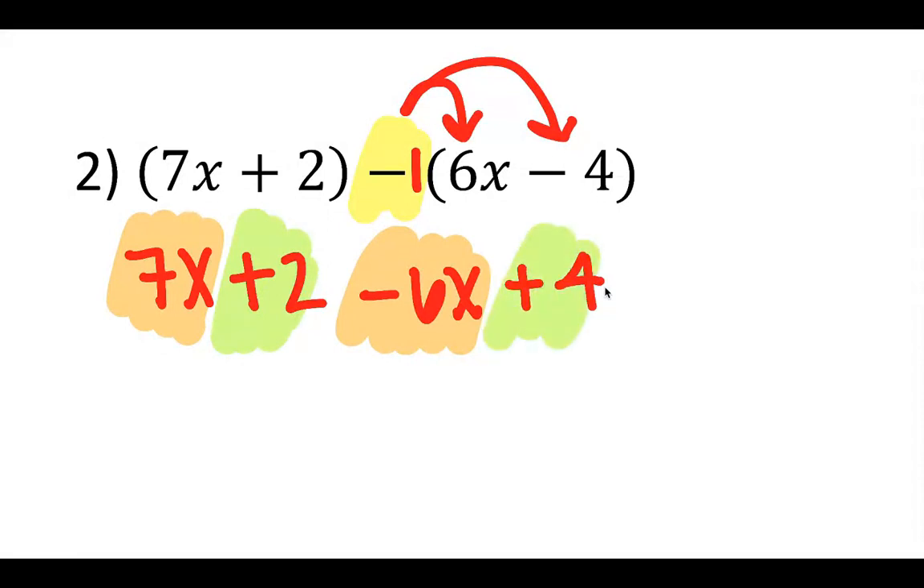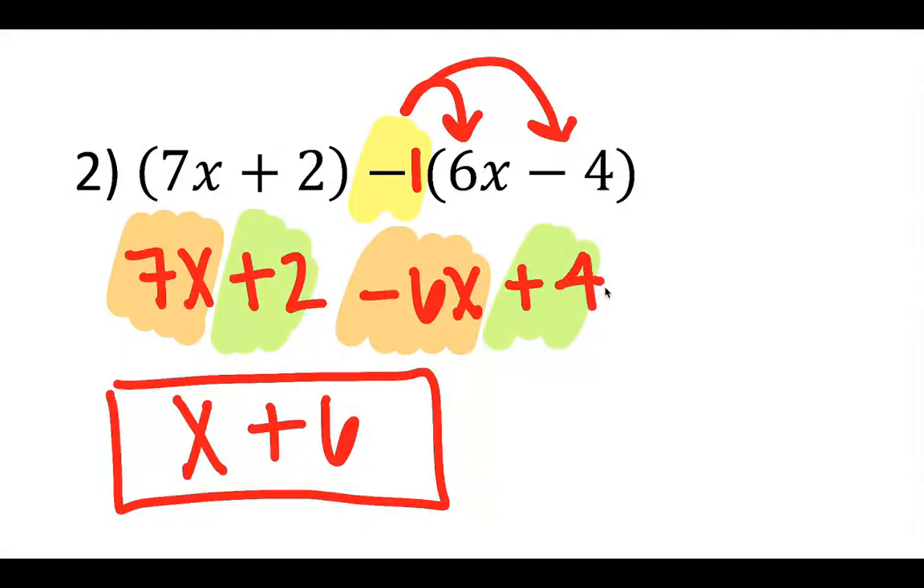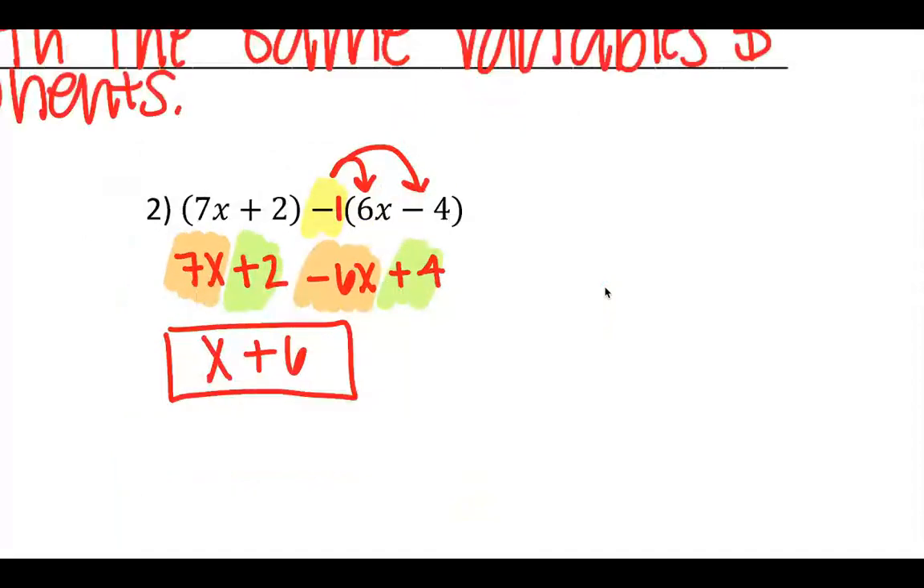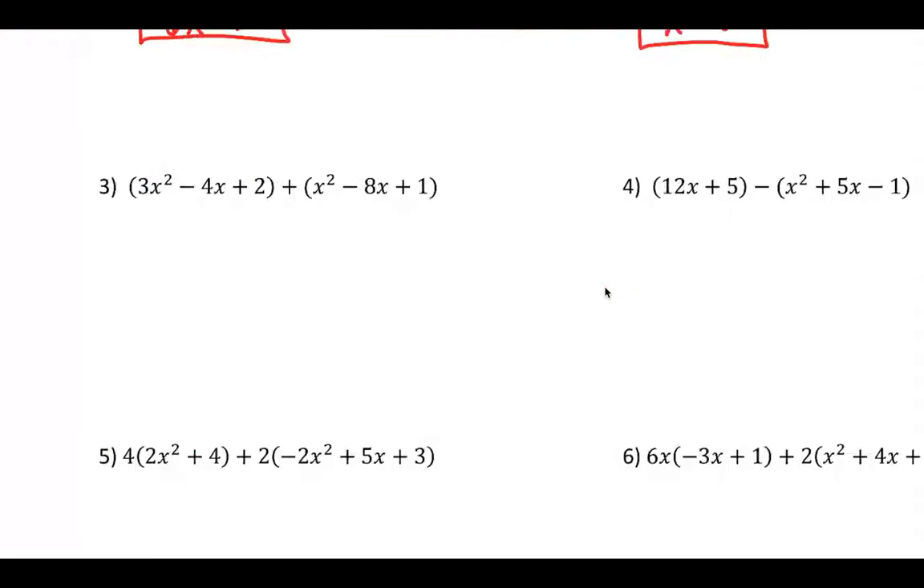So then I've got 7x minus 6x. Well, that's just x, or 1x, and I'm just going to put x because it's implied that there's a 1 there. And then I've got a positive 2 plus 4, which is positive 6. And that's as simple as it goes. I can't combine those because they are not like terms. And that's what you're doing. That's it. Adding, subtracting, combining like terms.